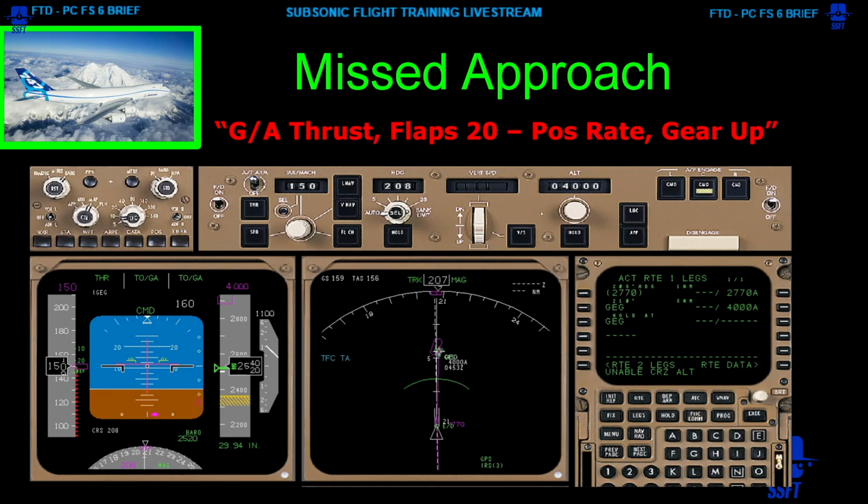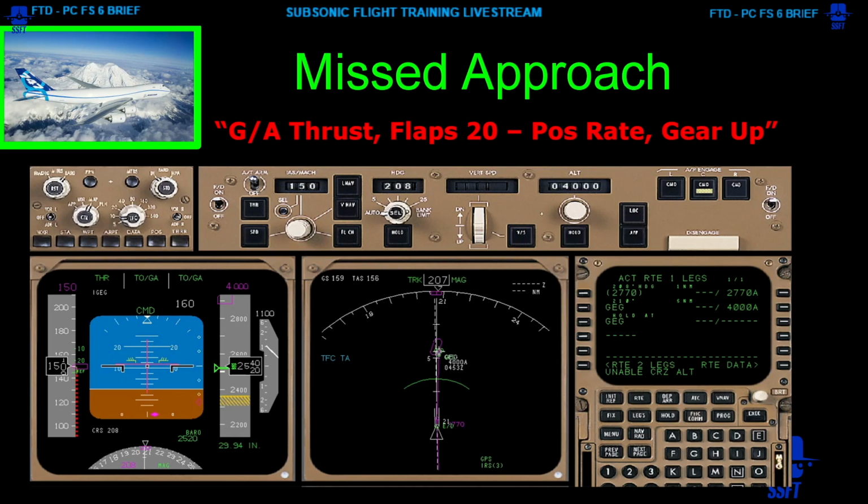And then, of course, after we push the TOGA switch, the thrust levers will start to advance, and then we're going to call for go-around thrust. Flaps 20. The pilot monitoring will give us flaps 20. He'll say positive rate, then you'll say gear up as the pilot flying. And that's kind of the first step of the missed approach procedure. You can think of it as configuration. So the configuration is we've got go-around thrust, we've got flaps 20, positive rate, gear up. So now we're in a better situation to climb.